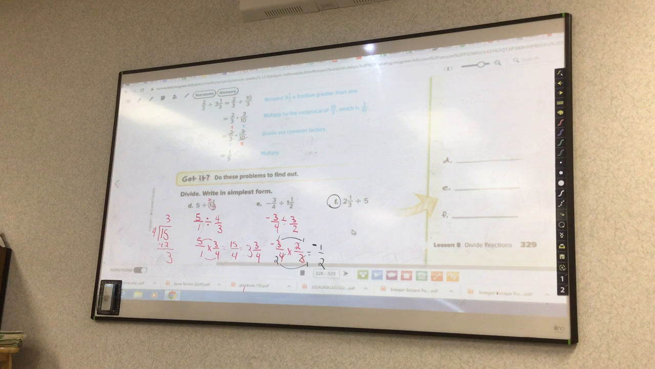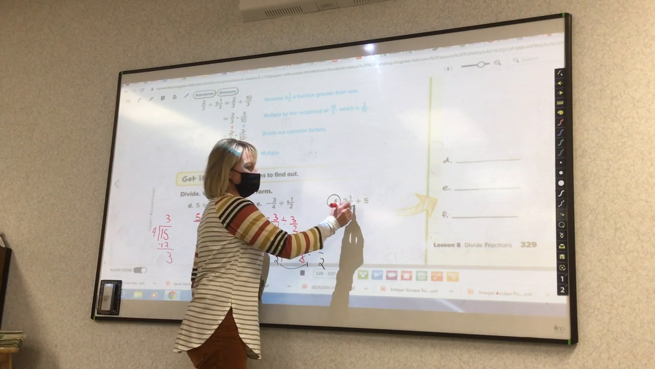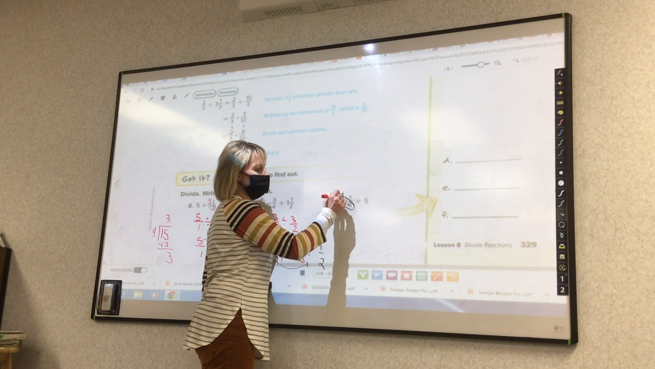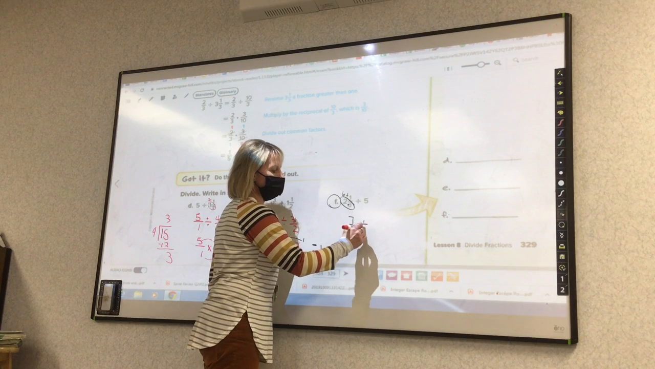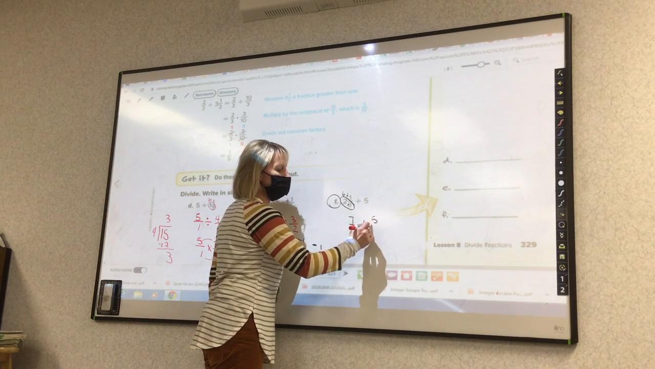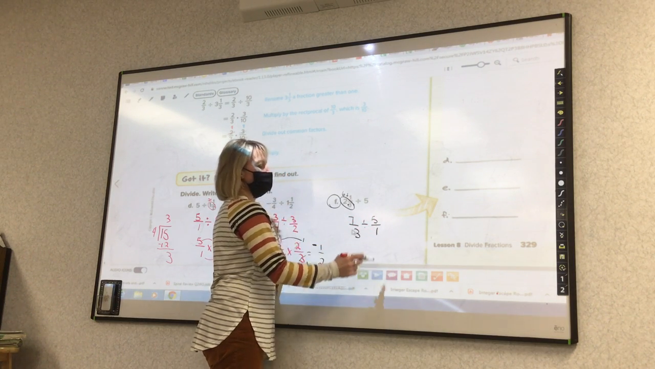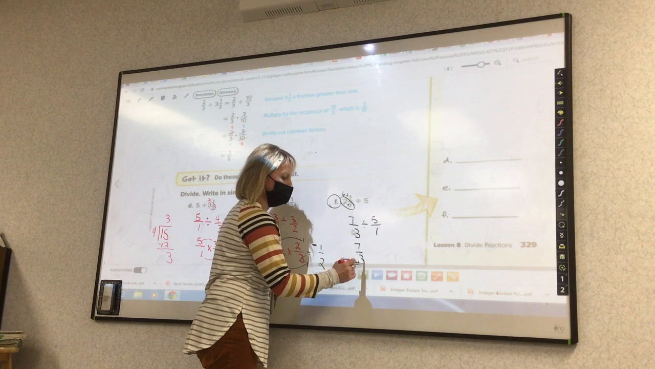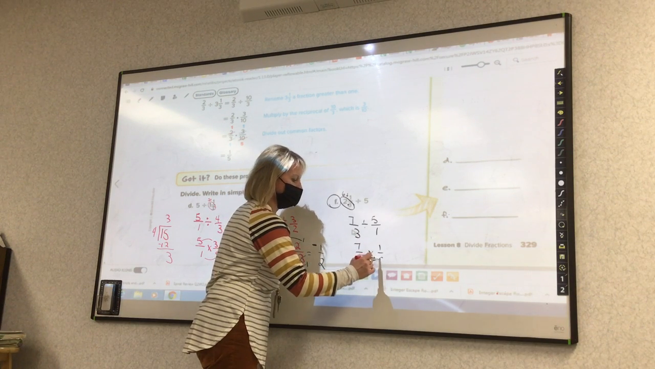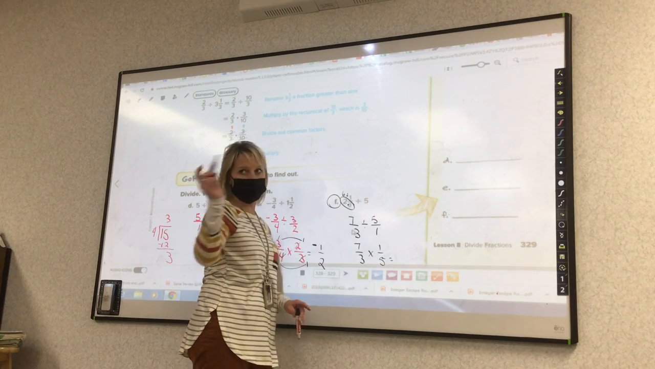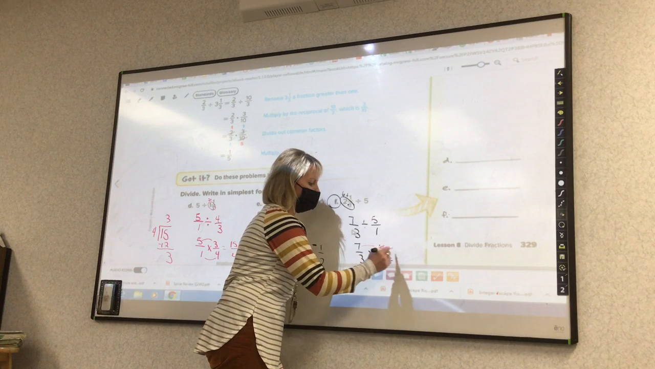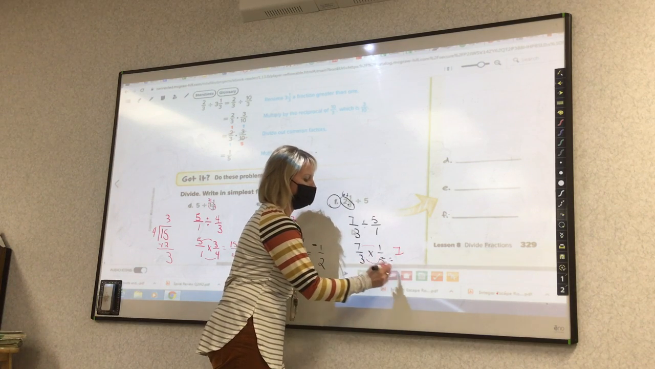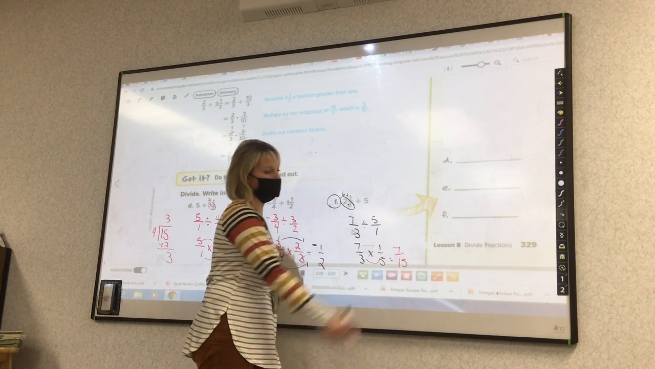Okay, so I'm going to make 2 1/3 into 7/3. Because 2 times 3 is 6, 6 plus 1 is 7/3. Show that it's dividing by, what does my whole number go over? 1. And then I keep, change, reciprocal. Anything to reduce? No. So 7 times 1 is 7. 3 times 5 is 15. Can I reduce that at all?